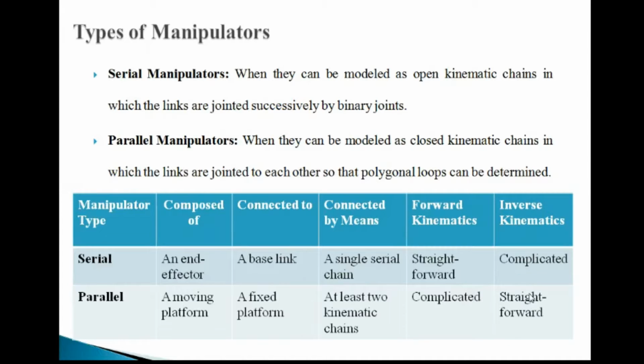So, in this table, we can see that a serial manipulator is composed of an end effector and is connected to a base link by a single serial chain. In terms of kinematics, the forward kinematics of serial manipulators are straightforward, whereas the inverse kinematics are complicated. The opposite is true for the parallel manipulators. In a parallel manipulator, there is a moving platform which is connected to a fixed platform by at least two kinematic chains.